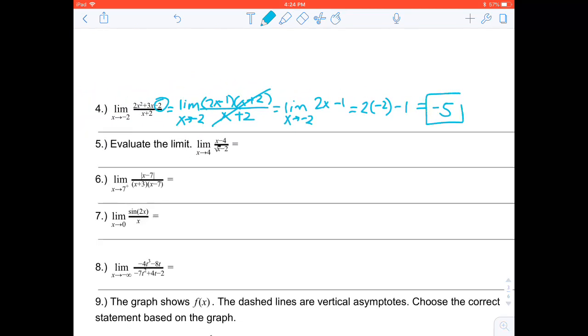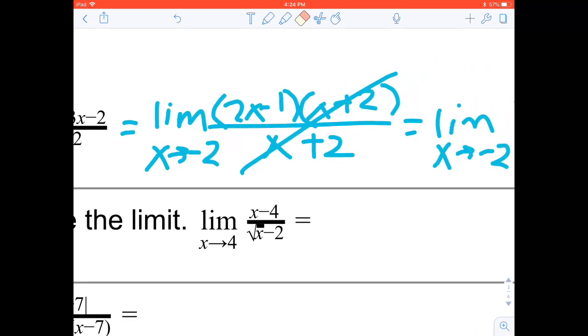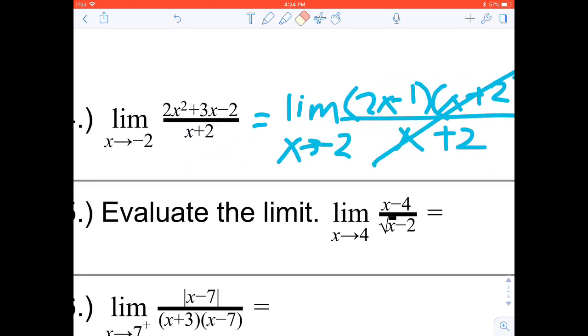So these kinds of problems are really interesting because you can get used to just doing the calculations, but really it's important to stop and think sometimes, what does this problem really mean? What does it mean when I'm crossing out that factor? It means that we have a hole at x plus 2.